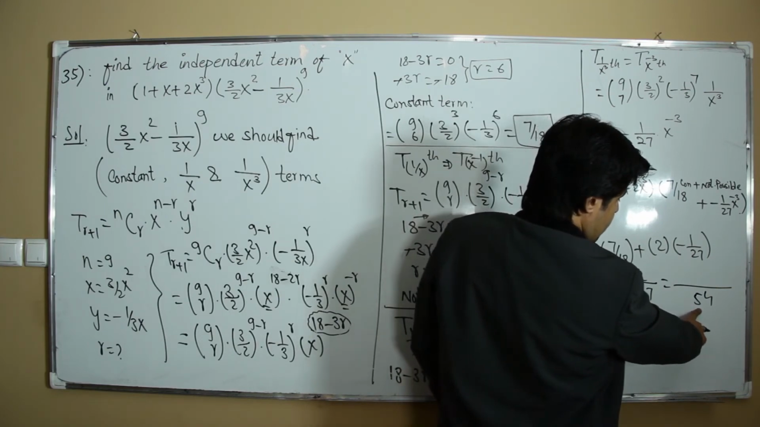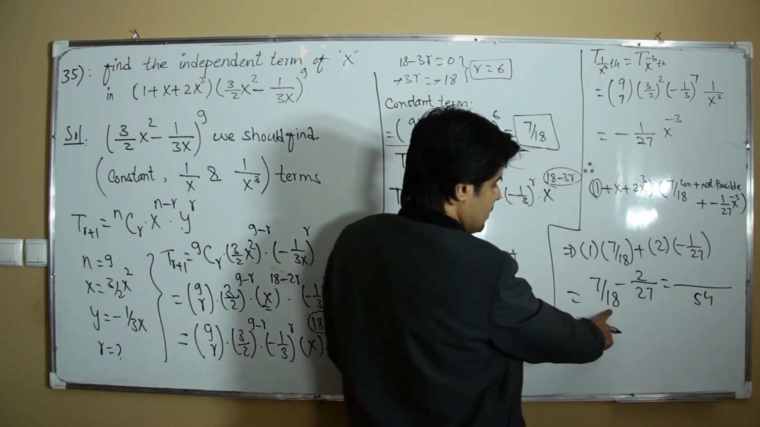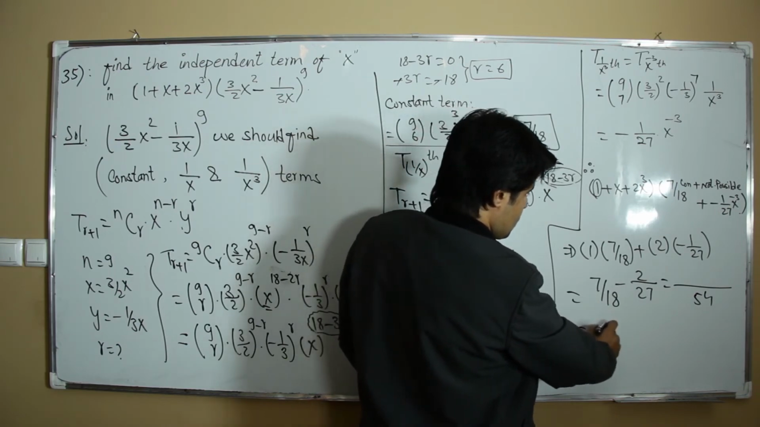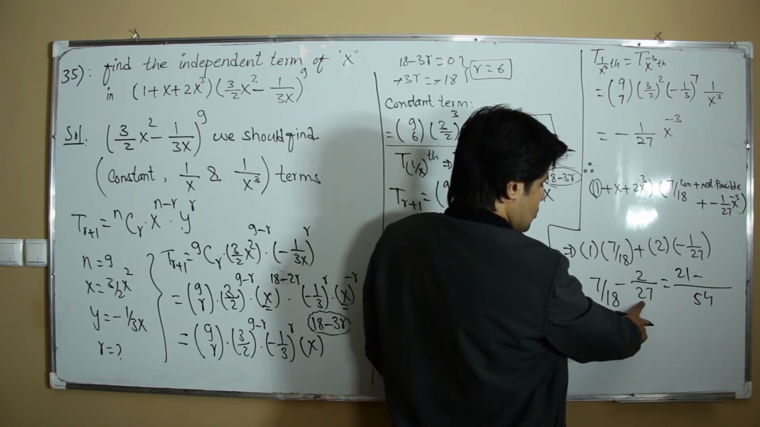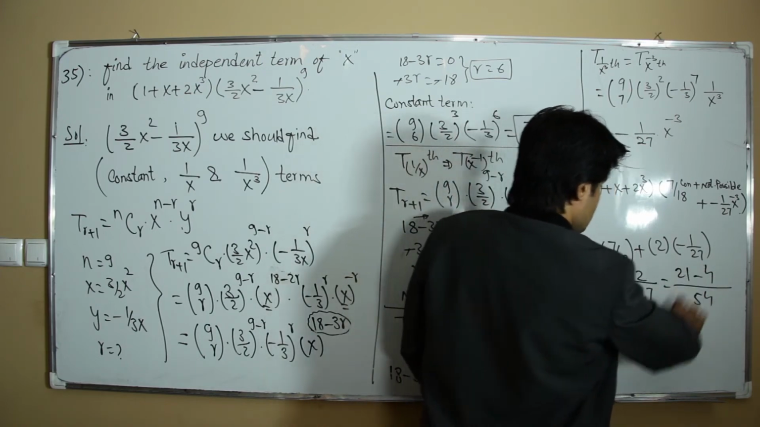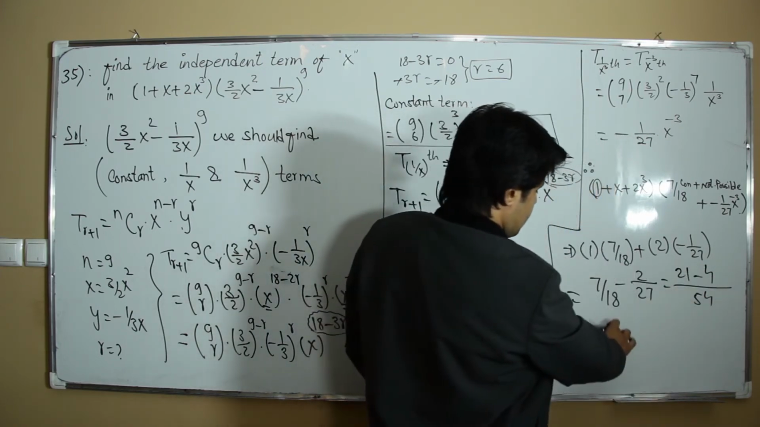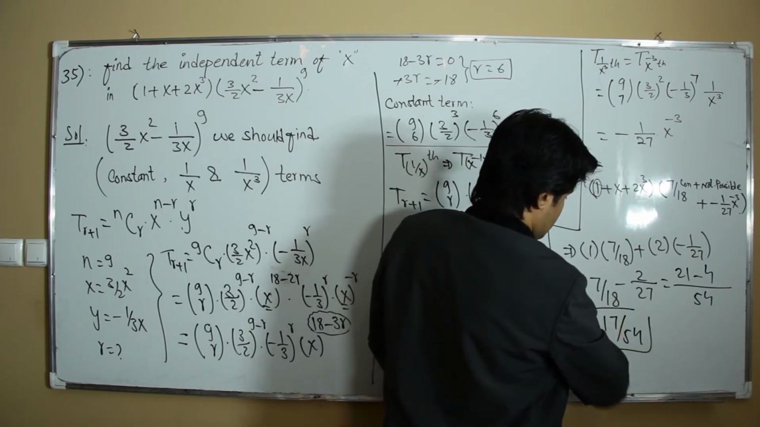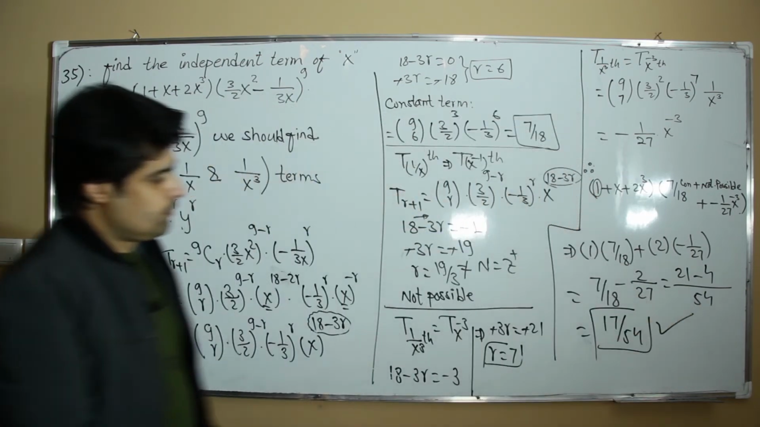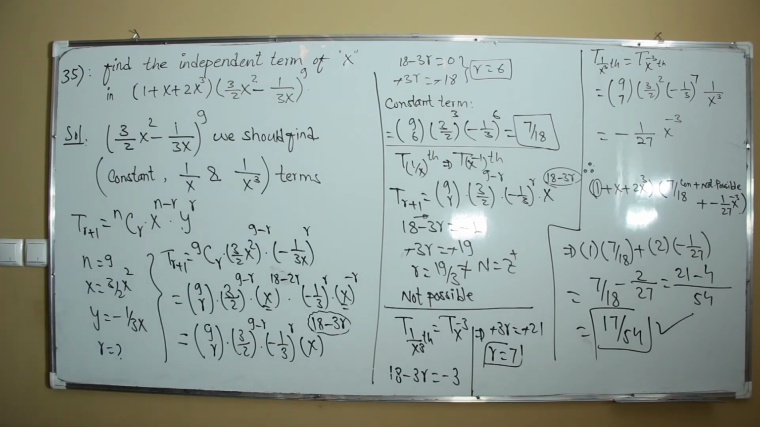Yes. 54 divided by 18, it's 3. 3 times this one, it's 21. Minus this one divided by this one, it's 2. 2 times 2, it's 4. 21 minus 4, it's 17, I think. 17 divided by 54. This is our correct answer. Write it, please.